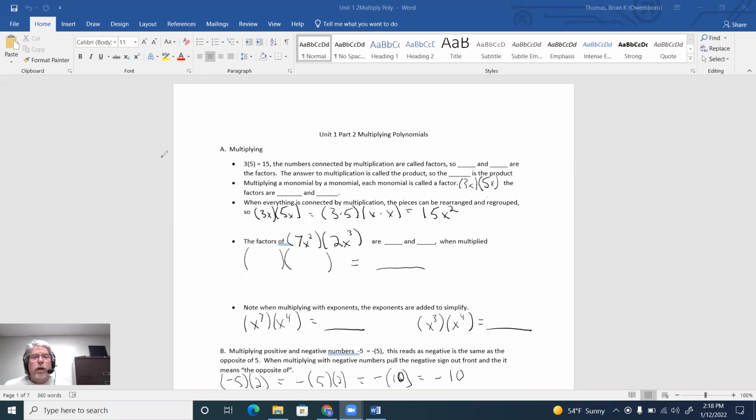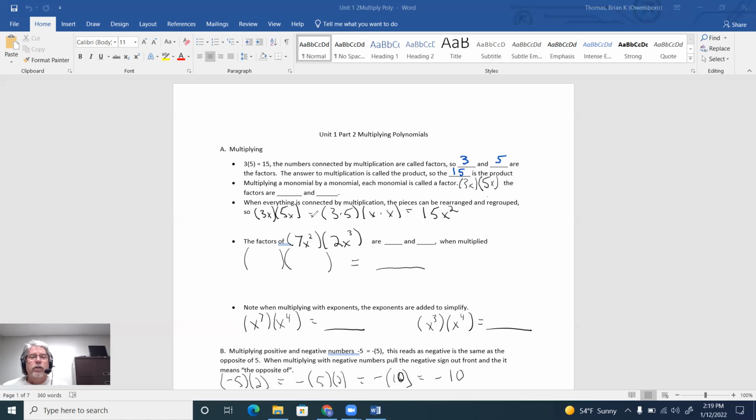So again, back to multiplying, some more vocabulary to talk about. In multiplying, there's a few other words we need to start picking up on. Notice how we have 3 times 5 is equal to 15. The numbers connected by multiplication can also be called factors. See how this 3 and 5 are connected by multiplication? They're the factors. Now the answer to the multiplication problem is called the product. Notice how the answer is 15. So 15 is the product.